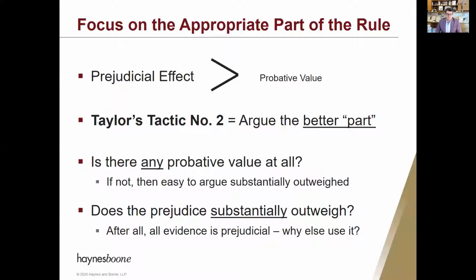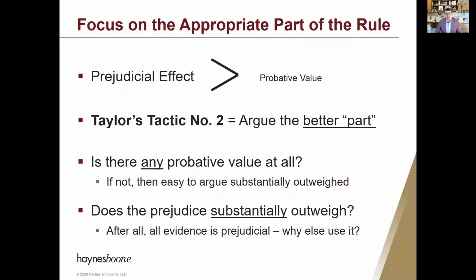Now, in reality, every piece of evidence is prejudicial, but it also might have great probative value. But just arguing a piece of evidence is prejudicial is not the correct way of understanding this rule. It is that the prejudice substantially outweighs the probative value. So even if it outweighs, that's still not enough. It must substantially outweigh the probative value.